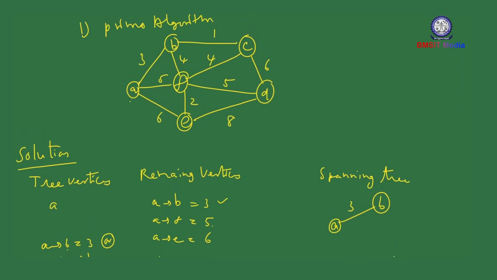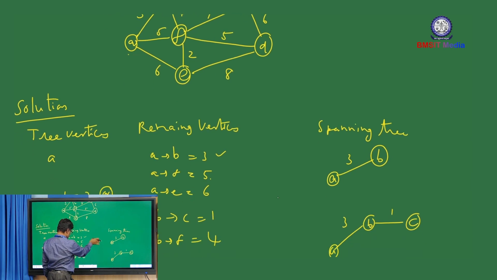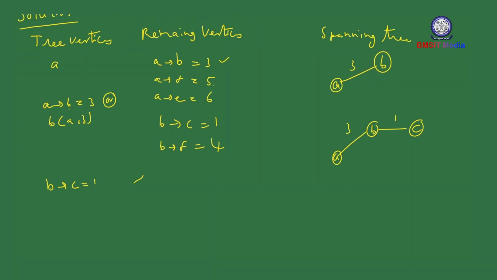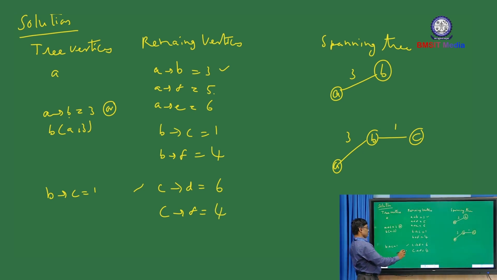Now you have to select from the C node what are the outgoing degrees available. C to D is 6, C to F is 5. That you have to write here now. C to D is 6. Next, C to F is 4. So now B to C is visited. Now out of all the visited nodes, the remaining minimum element is what we need.